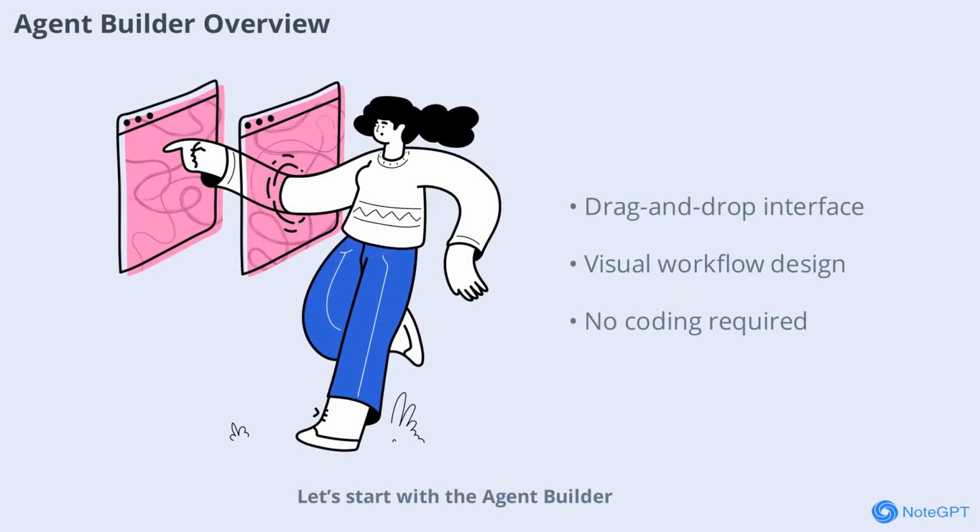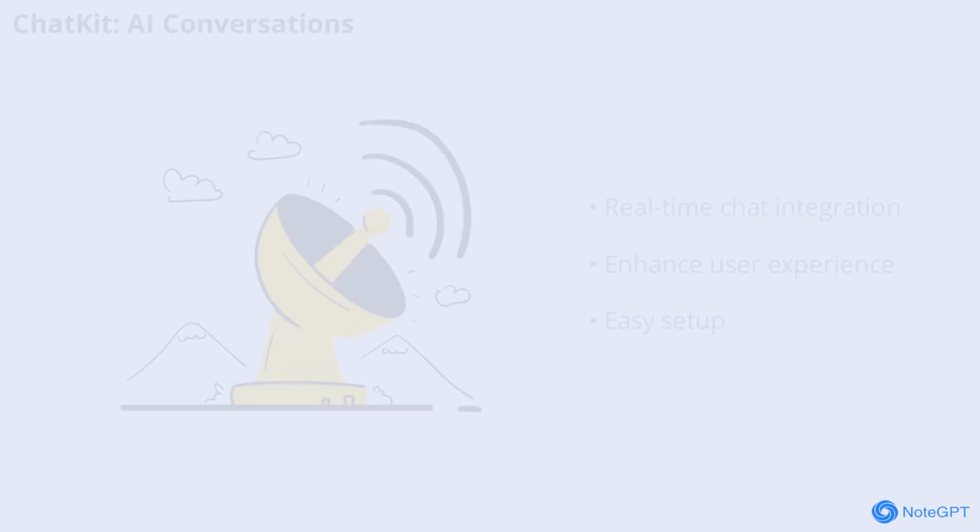Start with the Agent Builder. This feature offers a drag-and-drop interface that makes designing workflows and building multiple agents incredibly simple. Instead of writing complex code, you can visually arrange components and see how your agents interact. This intuitive approach saves time and lowers the barrier to entry, making it possible for anyone to design sophisticated AI solutions.